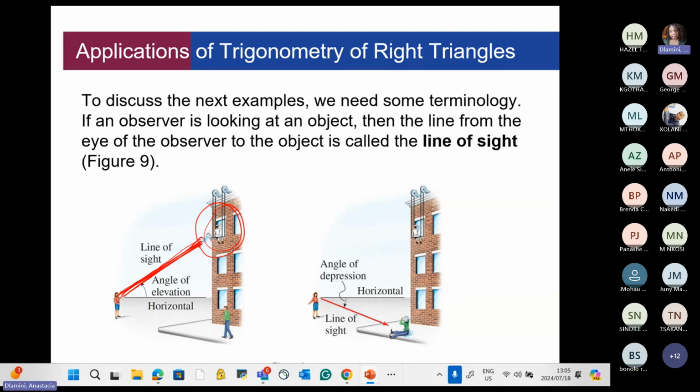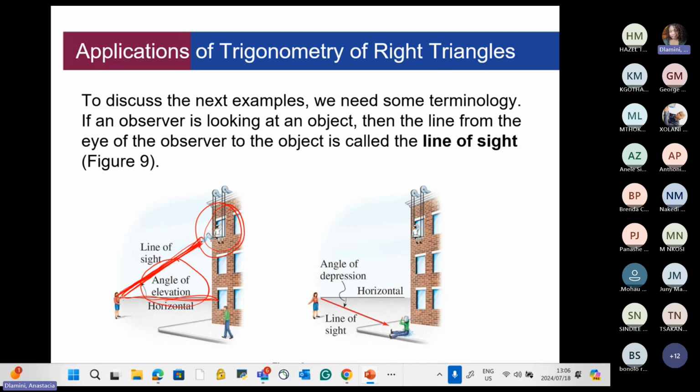Now, if you're looking up and it forms an angle with the horizontal, that's called the angle of elevation. You are elevating your eyes to the sky. That's how you can remember it. Do you see that, guys? Yes, ma'am.